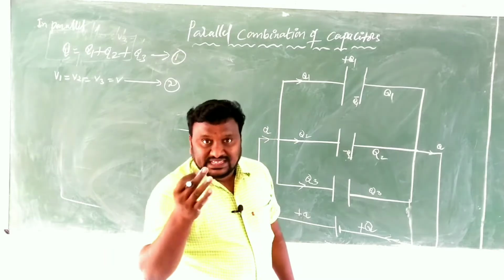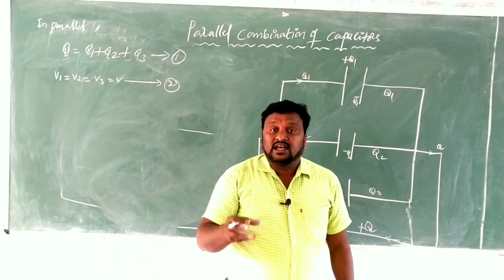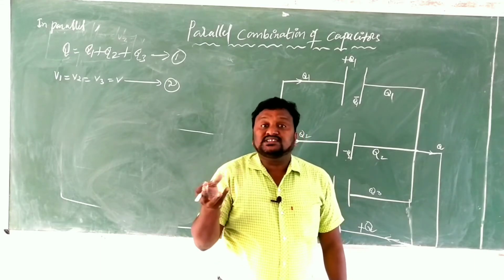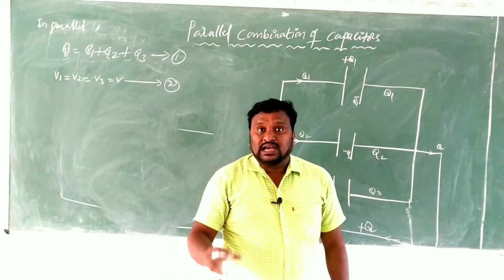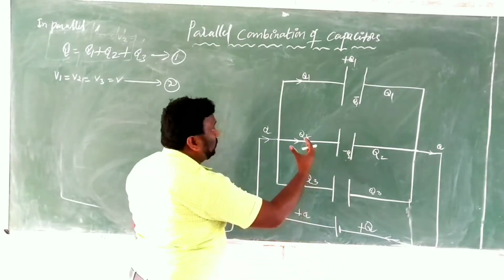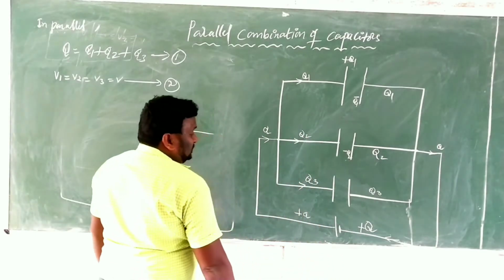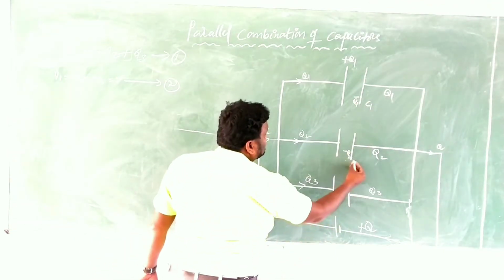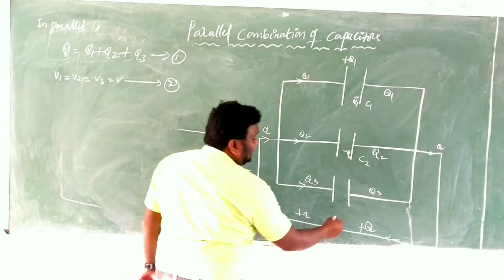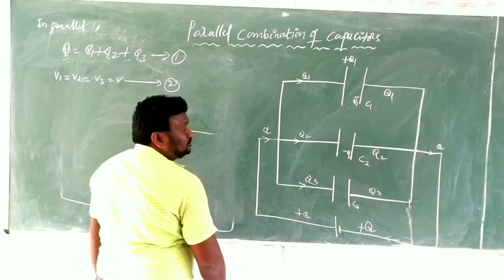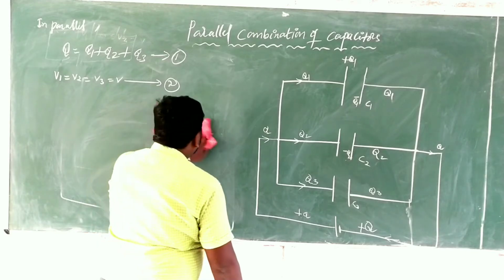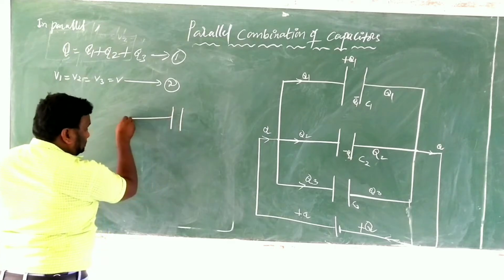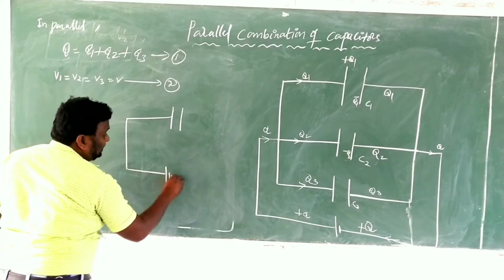Now I am going to explain how the charge can be induced, how the charge can move in the parallel combination. I will clearly explain here. First you have to watch the diagram carefully. Here this is the capacitor of capacitance C1, this is the capacitor of capacitance C2, and this is the capacitor of capacitance C3. Clear? Here I am showing them separately. This is the first capacitor.